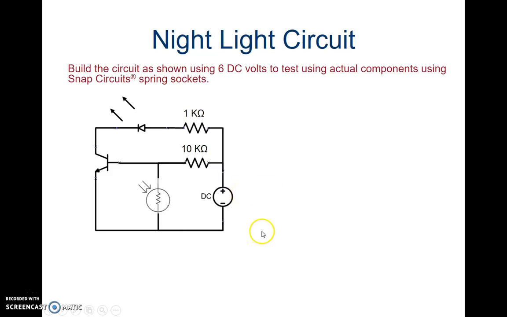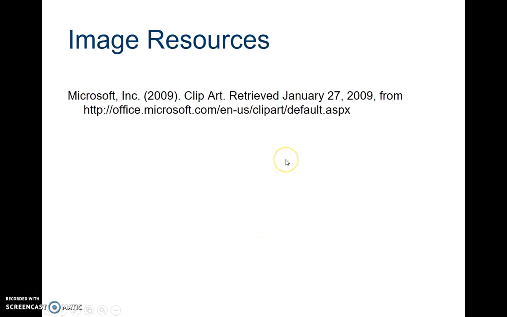So go ahead and make sure you have this drawn down. And once you are done with this video, we can go into the lab and make the first transistor circuit that we saw in the video, and then the second one, which is the nightlight circuit. Go ahead and get started now.